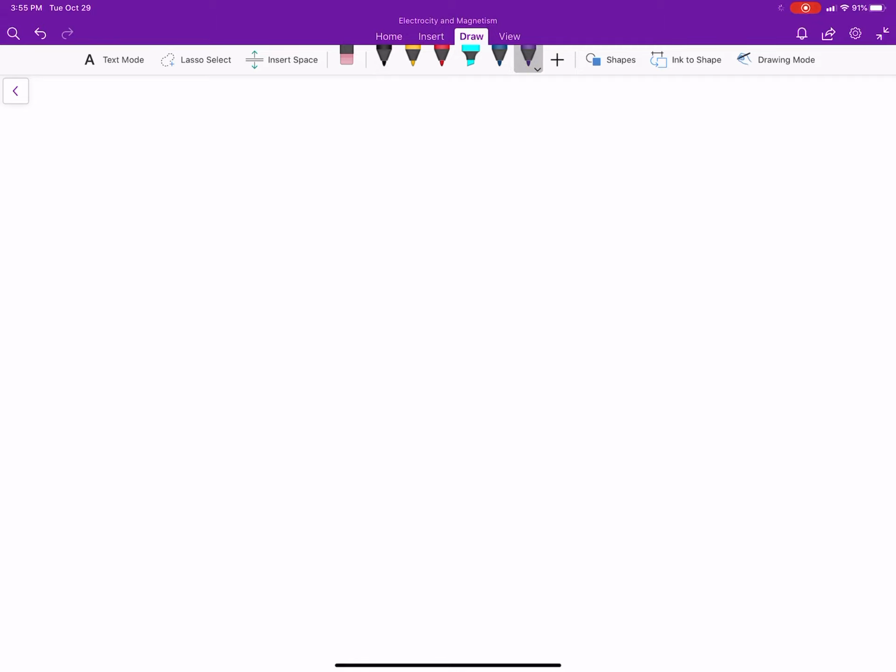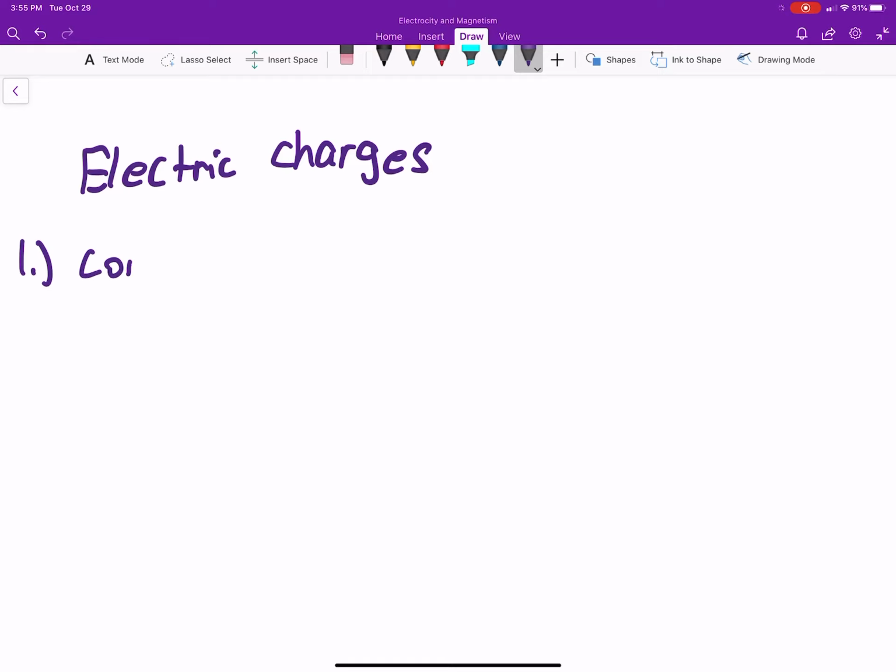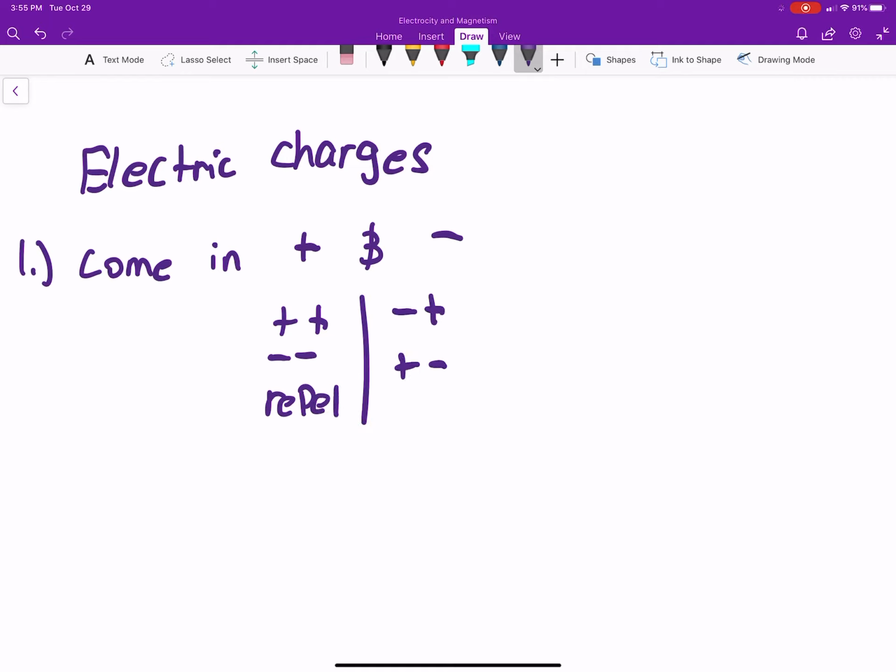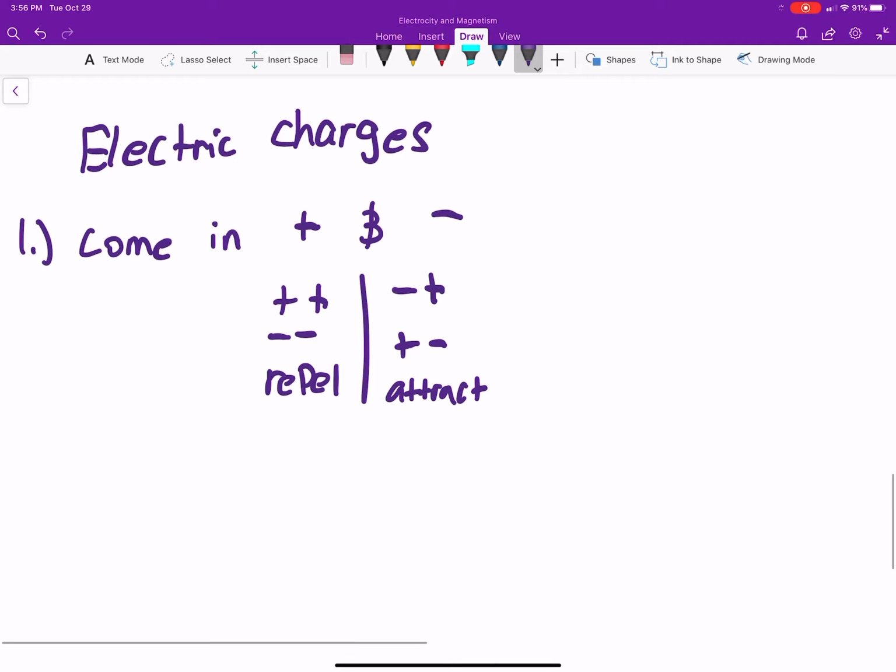Okay, guys, one last thing, and that's I want to talk real quick about electric charges. The first one is charges come in positive and negative charges. And we talked about positive and positive, negative and negative, they repel. And negative and positive, or positive and negative, attract. Okay?